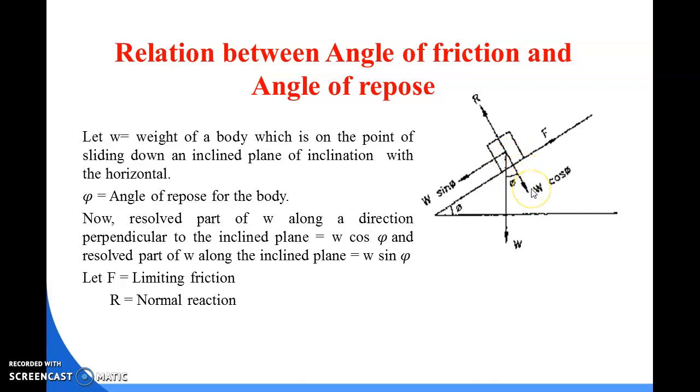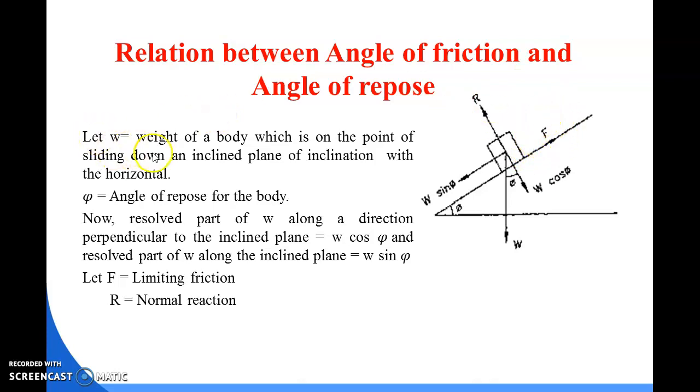This is the W cos phi, and in the downward direction the weight of the body is acting, and on the left side of the body here is W sin phi, and opposite to the weight the normal reaction is acting, and here is the friction.